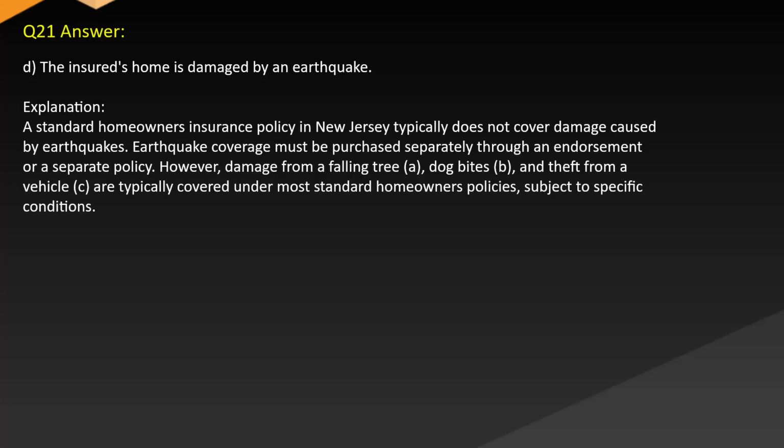Answer: D. The insured's home is damaged by an earthquake. Explanation: A standard homeowner's insurance policy in New Jersey typically does not cover damage caused by earthquakes. Earthquake coverage must be purchased separately through an endorsement or a separate policy. However, damage from a falling tree, A, dog bites, B, and theft from a vehicle, C, are typically covered under most standard homeowners policies, subject to specific conditions.